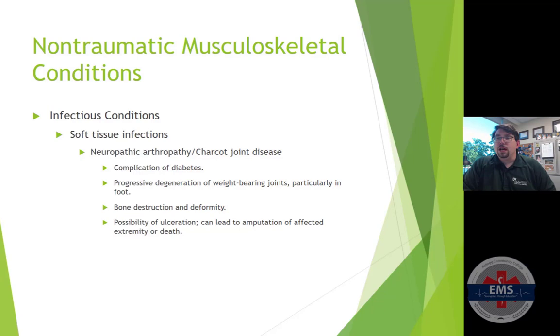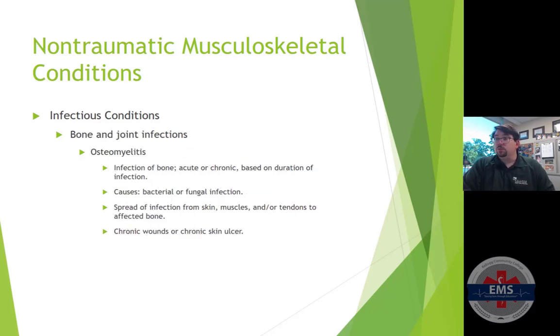Another one we see is neuropathic, I can never say this one either. This is another example of neuropathy associated with diabetes. Again, a complication of diabetes, we see it as a progressive degeneration of the weight-bearing joints, particularly in the foot. The bones become destroyed or deformed. It leads to ulcers, leads to problems, leads to infection, leads to potentially amputating the foot or leg or even death to the individual.